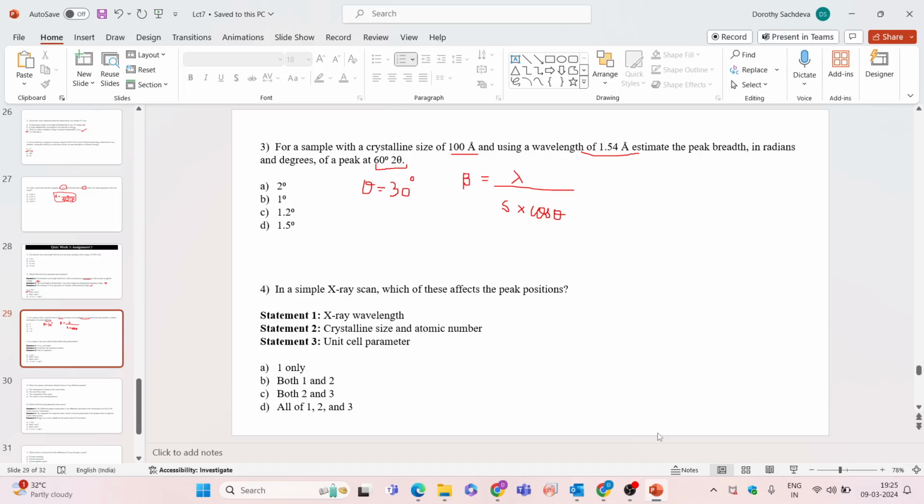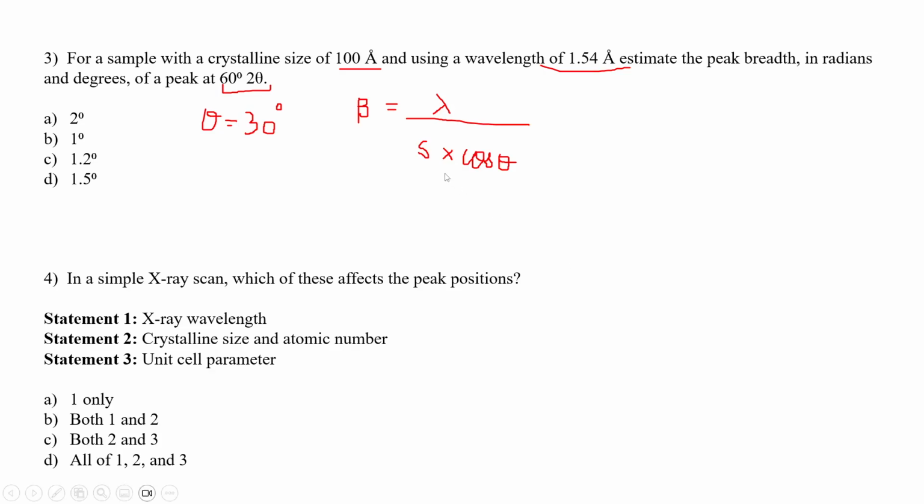So basically, 1.54 divided by 100 into cos theta. Cos theta will be cos 30 degrees, root 3 by 2. So the value comes around 1.02 degrees. So you can write it as option B. Option B seems much closer, 1.02 degrees.